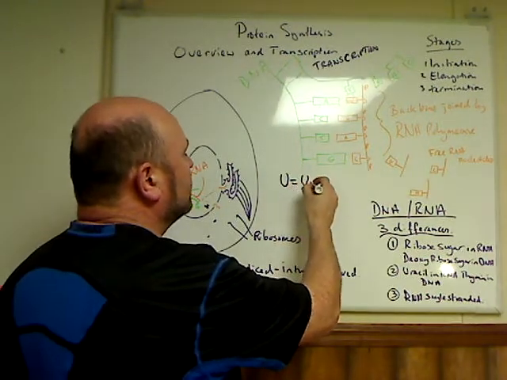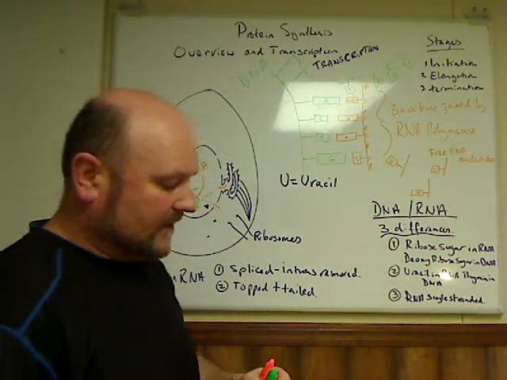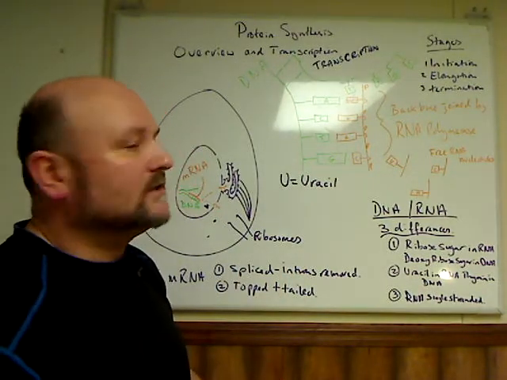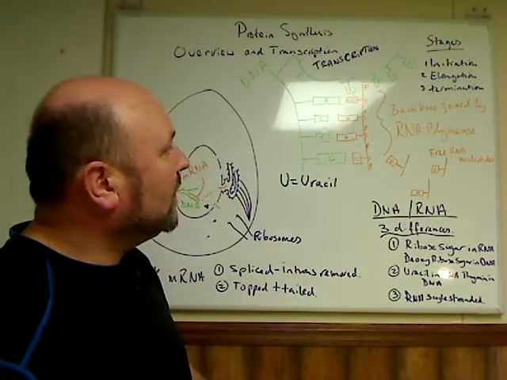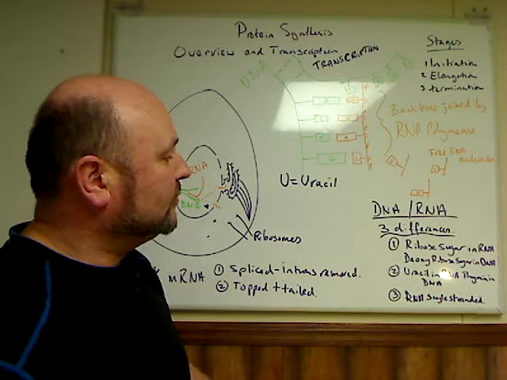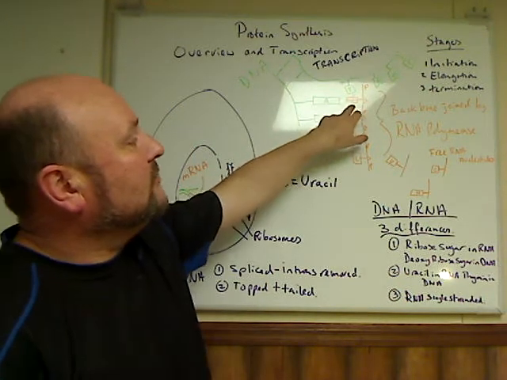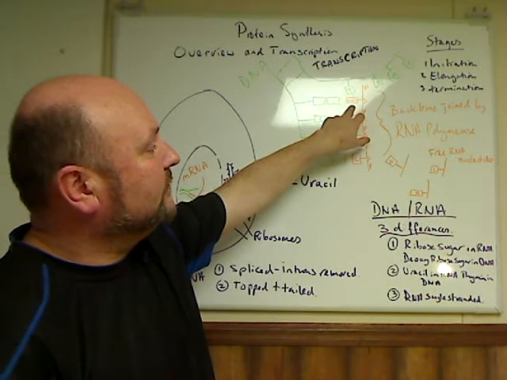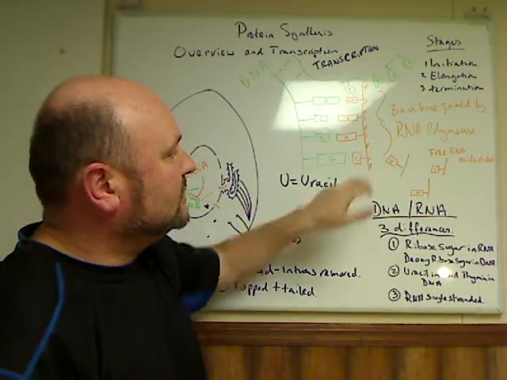U equals uracil. And uracil is chemically extremely similar to thymine, but it's found on RNA nucleotides, whereas thymine is found in DNA. So A will line up with uracil from the RNA, C to guanine, T to adenine, G to cytosine.